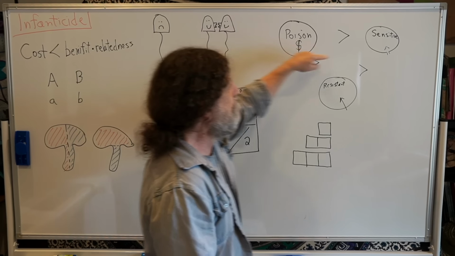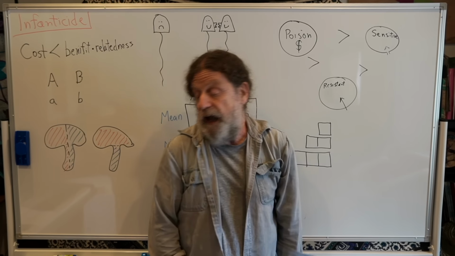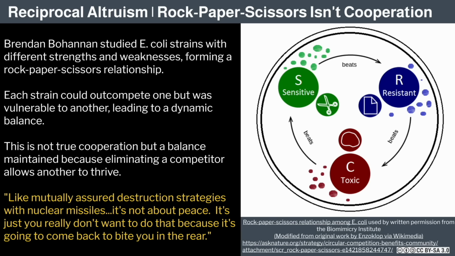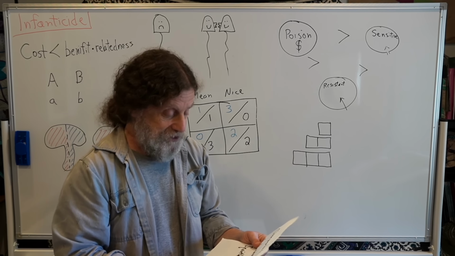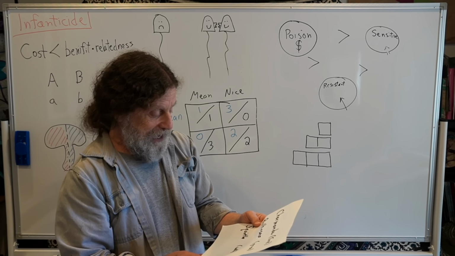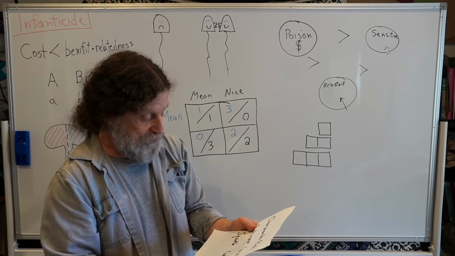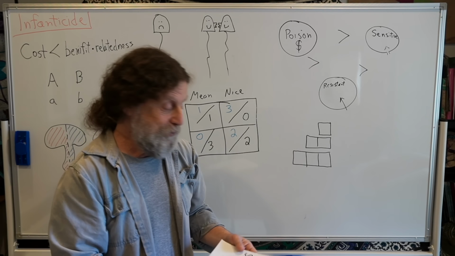So strength, weakness, strength, weakness, strength, weakness. And what he showed is you put three different strains like this in the right proximity to each other, and they form a rock, paper, scissors relationship. Rock, paper, scissors. It's exactly like Charmander, who's fire, and Bulbasaur, who's grass, and Squirtle, who's water.